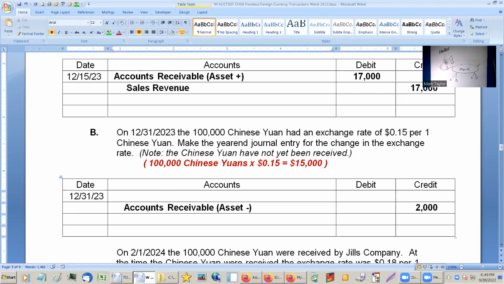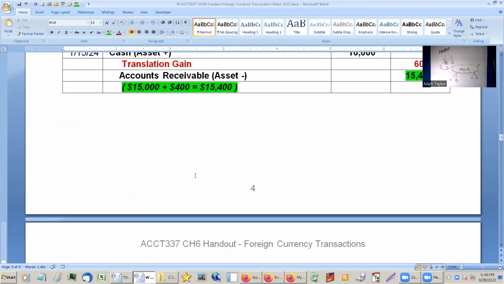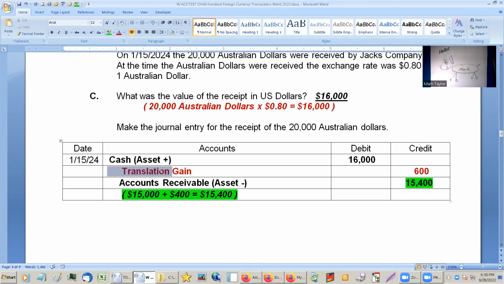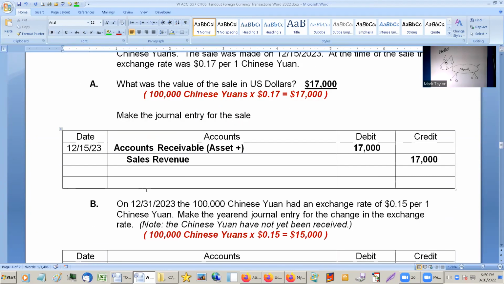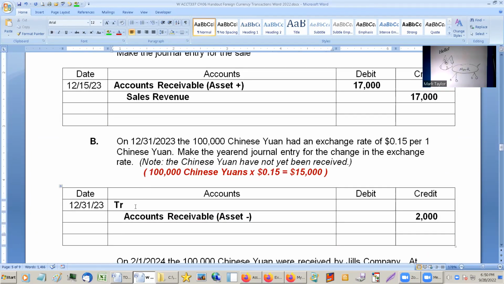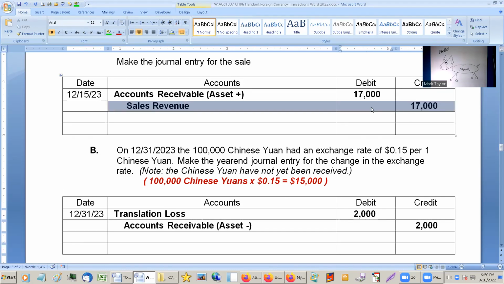But now notice that the reduction here is not due to the sales, actually. It's due to what? The translation. So we're gonna call this a translation loss of 2,000. Now, what you said is absolutely right, though, in that if you look at our income statement, the sales would be 17,000. The translation loss is 2. If you were to do that, your income would be correct.